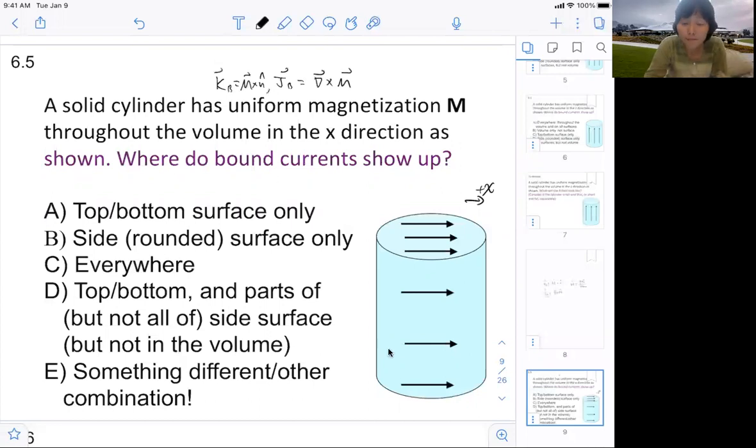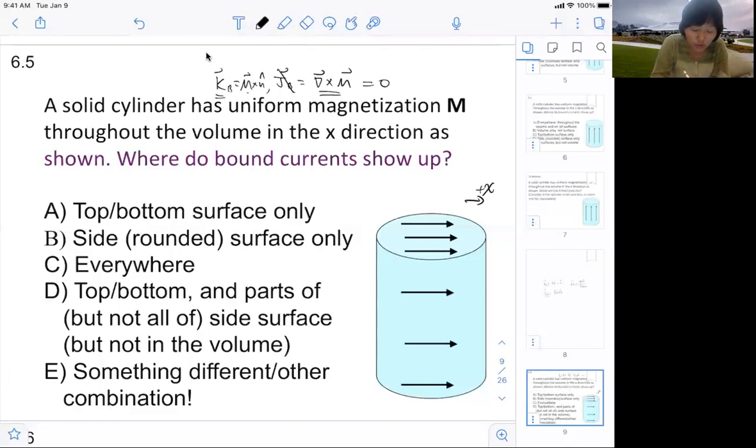Wouldn't we have surface bound current since the curl of the uniform magnetization would be zero? Yes, very good, Jennifer. Because this is a uniform magnetization, there is no curl and there's no bound volume current. So J is 0. So really just a surface current. We need to look at where it would show up.